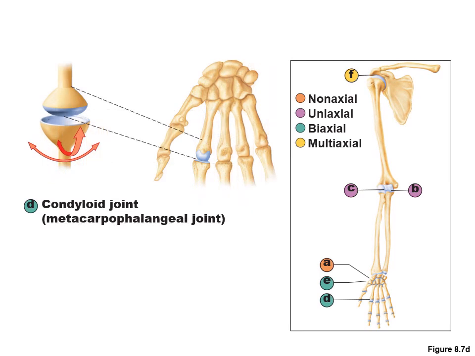And then we move to biaxial. Okay, so warna hijau ni indicate biaxial. Condyloid joint. So condyloid joint ni pergerakan dia dua plane. Dia lebih besar lah gerakan dia. Okay, di mana? Di metacarpophalangeal joint, di semua bahagian jari jemari kita.